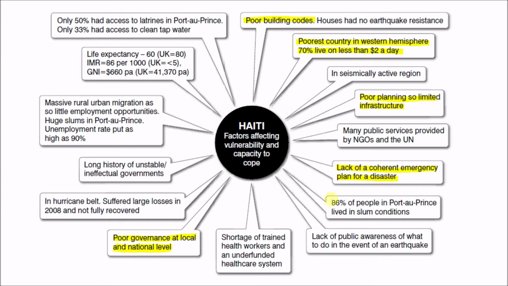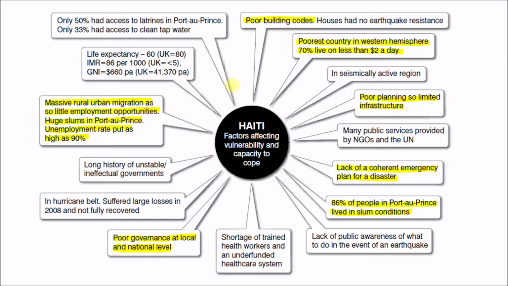As a result of that poverty as well, a large number of people were living in Port-au-Prince in slum conditions, about 86% of people living in squatter settlements. That was partly driven by very rapid rural to urban migration. Lots of people were forced off farms in the countryside due to a lack of work, moved into the city, but then that led to them living in very poorly constructed houses in quite significant levels of poverty.